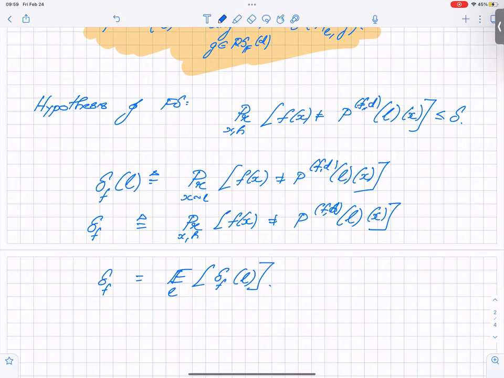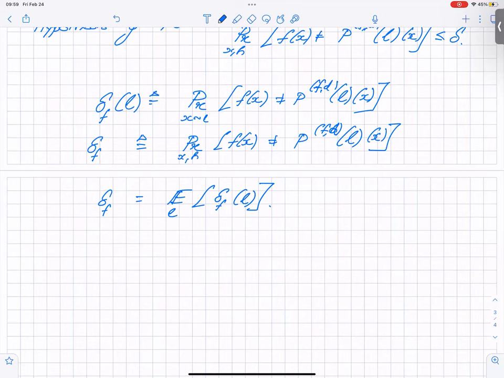Every line has an associated number between 0 and 1, which tells you how close the restriction of the function is to a Reed-Solomon code word on that line. That's delta f L. And delta f is the average of this. The hypothesis of the FS theorem is just the fact that delta f is less than or equal to delta.